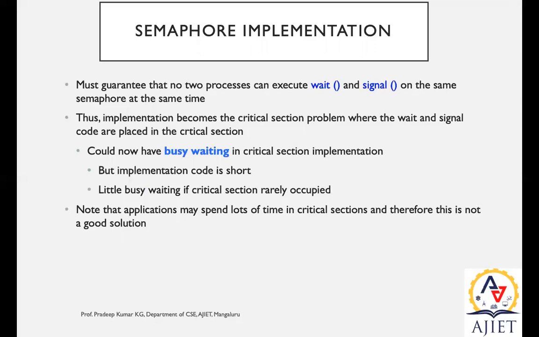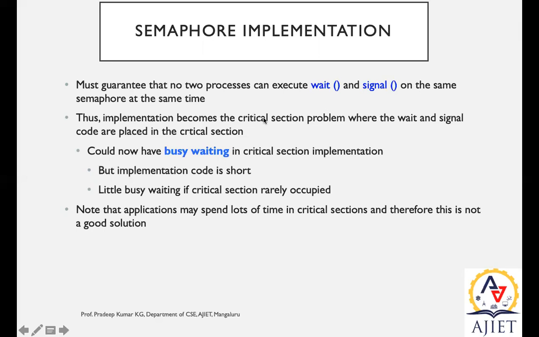Any other process that tries to enter its critical section must move back and loop continuously in the entry code. Now, how can we implement this? We must guarantee that no two processes can execute wait and signal on the same semaphore at the same time. This is what we discussed. Thus, the implementation becomes a critical section problem where the wait and signal code are placed in the critical section, so that we can have both situations in the critical section only.